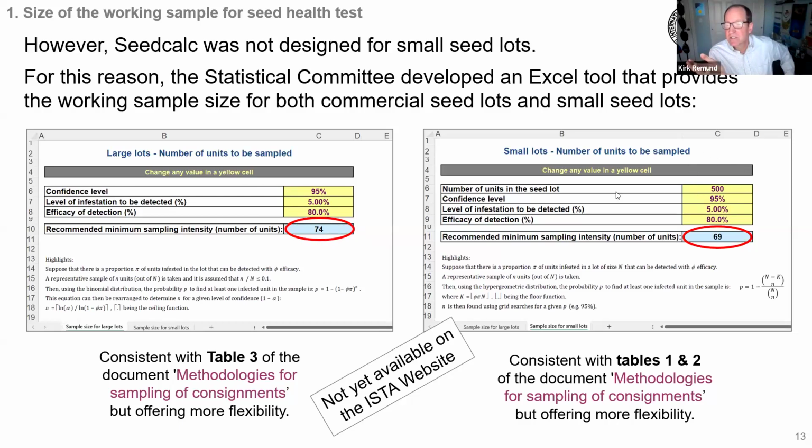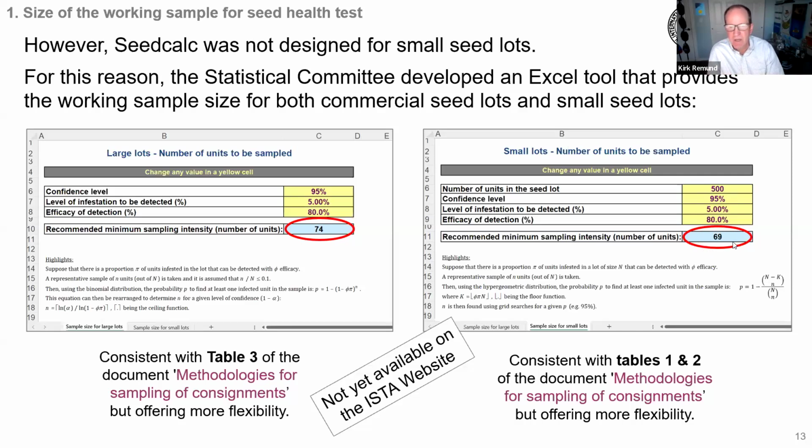We add the population size, which in this case is small. It could be a breeding sample, or a small increase sample in a company. You know, we have 500 seeds. We add the other three parameters, 95%, 5, and 80, and it gives us a slightly smaller sample of 69 seeds because we have a small population. We don't have to test quite as many seeds.